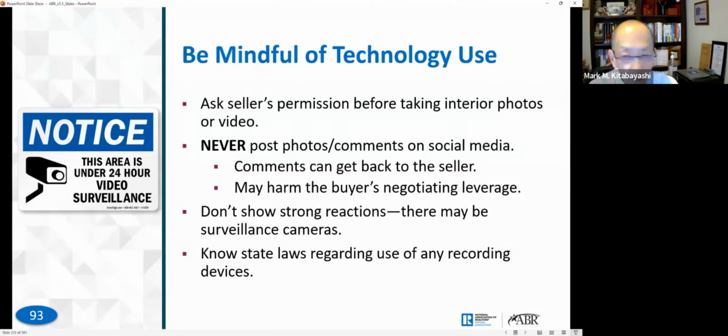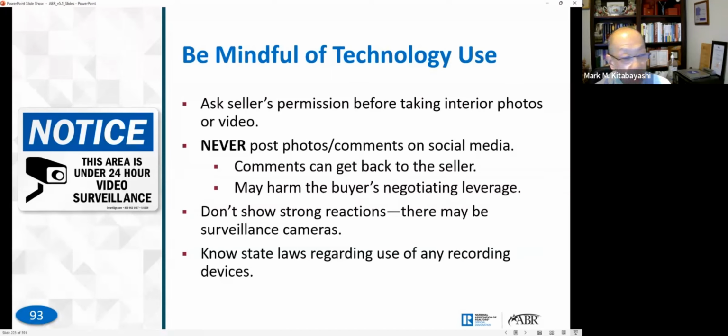And when you're doing showings, be mindful of technology use. You want to ask the seller's permission before taking interior photos or videos. And never post photos or comments on social media about the house that you saw. Comments could get back to the seller and may harm the buyer's negotiating leverage, especially those that show strong reaction.